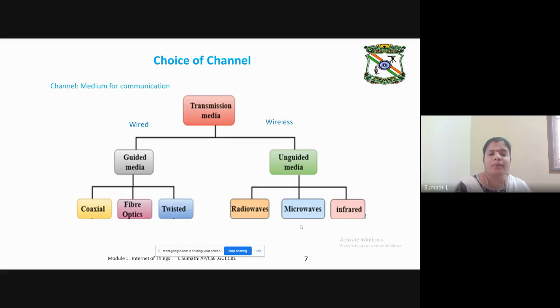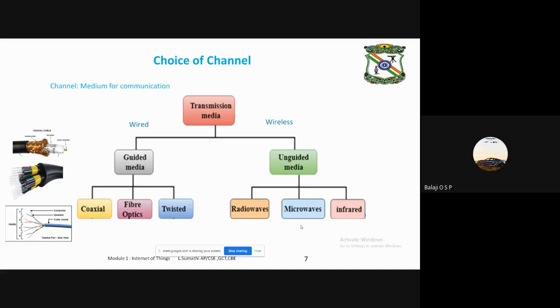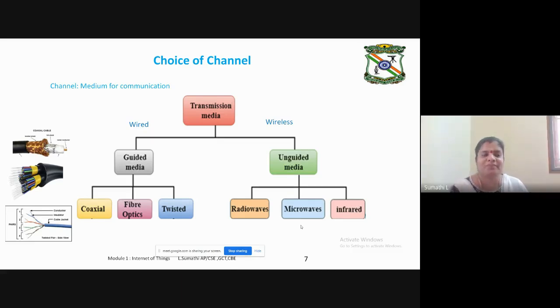If it is guided, you have twisted pair, coaxial and fiber optics. I have just given pictures of them for reference. We are not going into depth on that. Can anyone give an example where you use coaxial cable? We have cable connections in our home, right? That uses coaxial cable, and fiber optics is meant for long range communications. Ma'am, coaxial cable is used for TV channel transmission. Yes, you're right. Good.